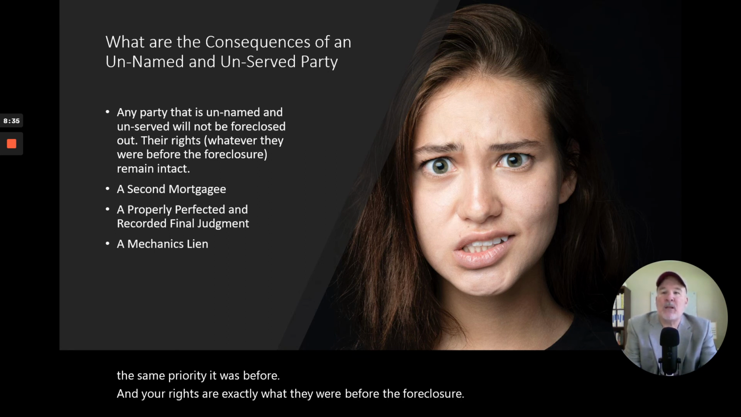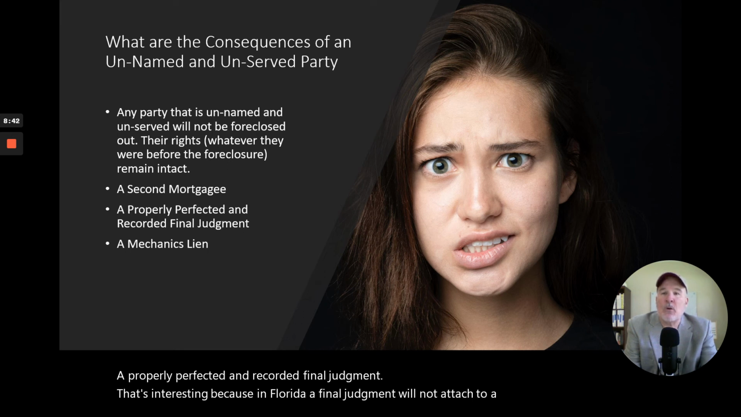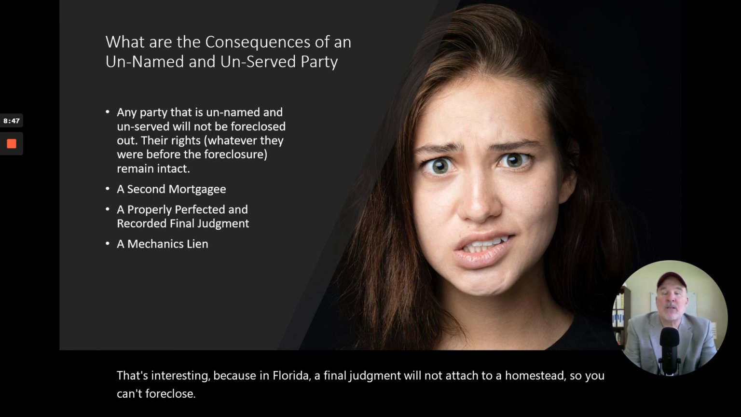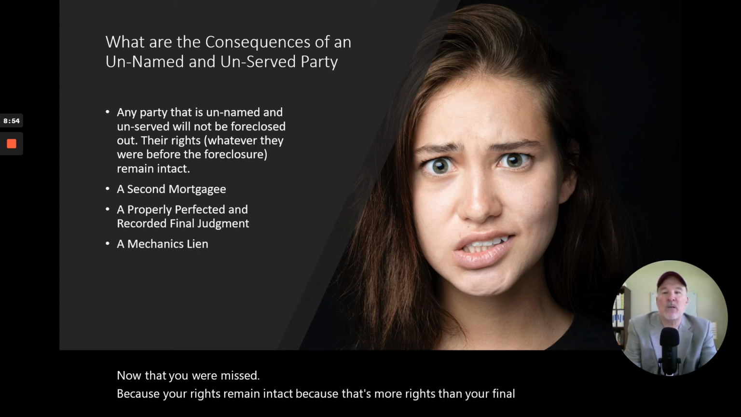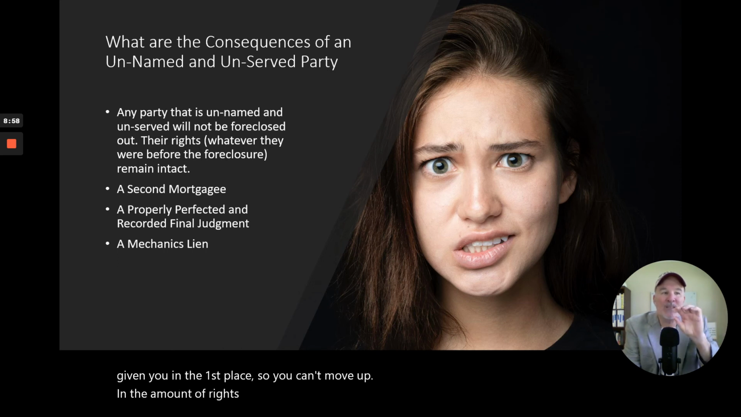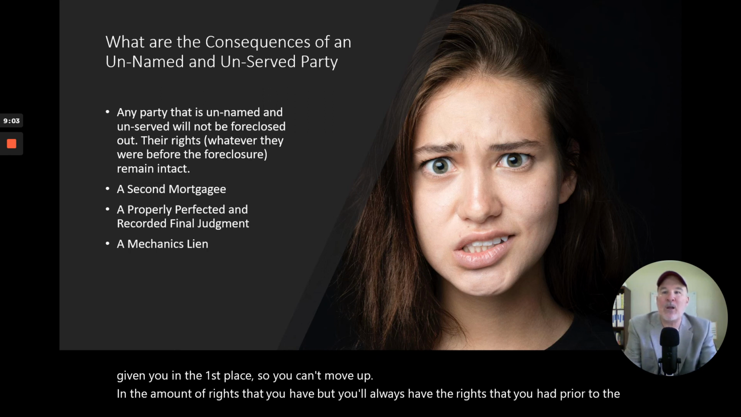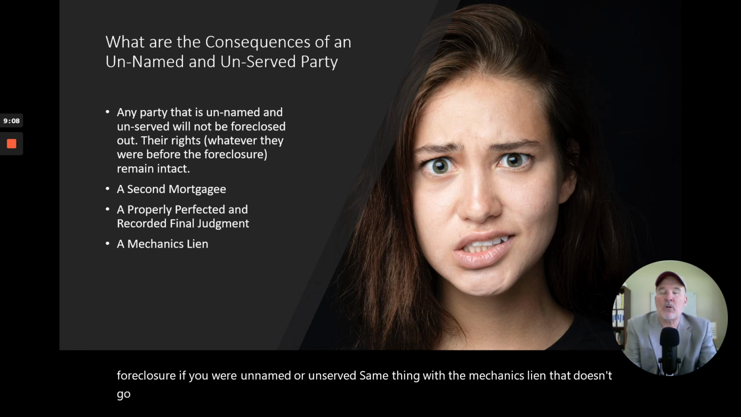A properly perfected and recorded final judgment. Well, that's interesting because in Florida, a final judgment will not attach to a homestead. So you can't foreclose now that you were missed, because your rights remain intact, because that's more rights than your final judgment had given you in the first place. So you can't move up in the amount of rights that you have, but you'll always have the rights that you had prior to the foreclosure if you were unnamed and or unserved. Same thing with the mechanics lien. It doesn't go away. It doesn't get foreclosed out.